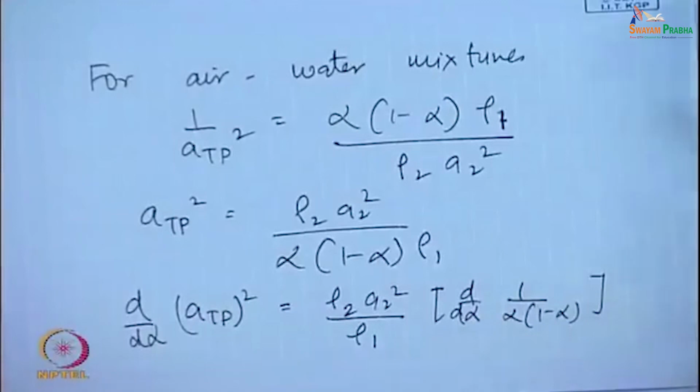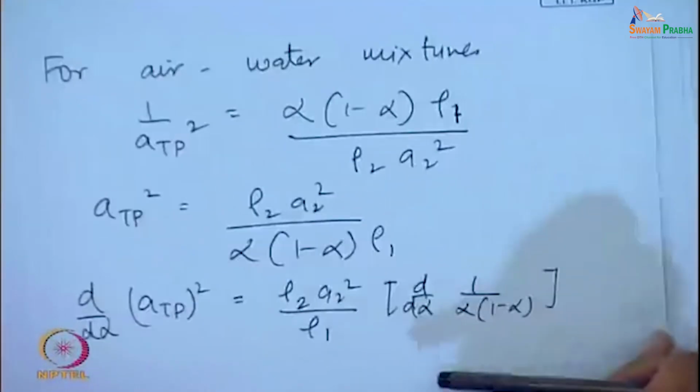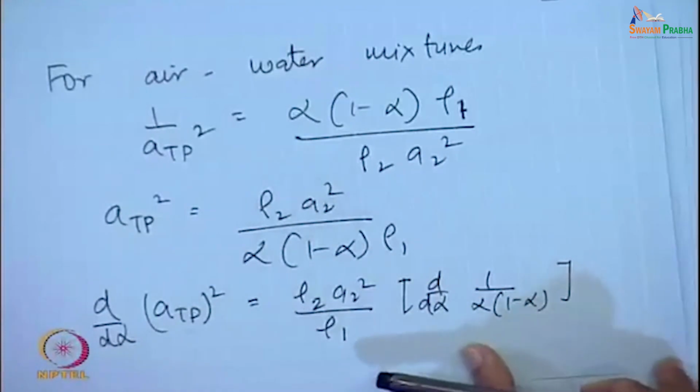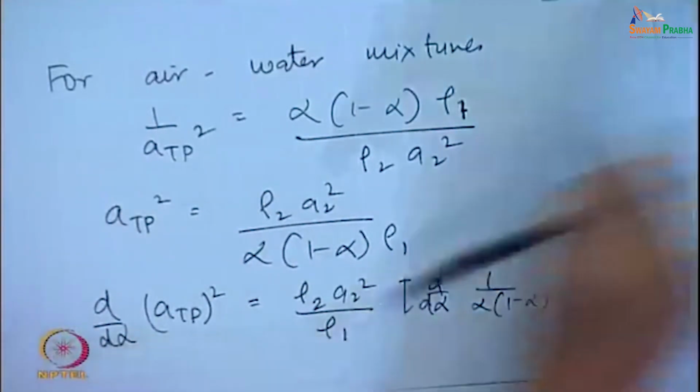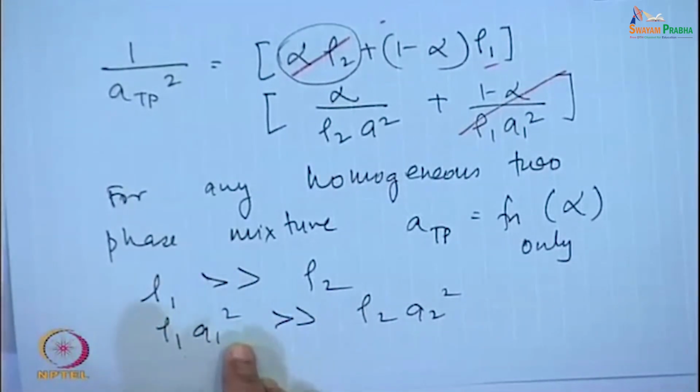for air water system, remember we have made several approximations. Number 1 is air water system, or vapor liquid system, otherwise we cannot write rho 1 is much greater than rho 2, rho 1 A1 square is much greater than rho 2 A2 square. This was the first approximation we had made. If you remember, from this particular expression we had reduced to this, and then finally from this expression we obtained this particular expression. So, first thing is rho 1 A1 square is much greater than rho 2 A2 square, rho 1 is much greater than rho 2. So, this is number 1, for air water or vapor liquid.